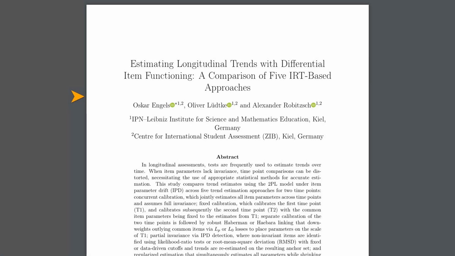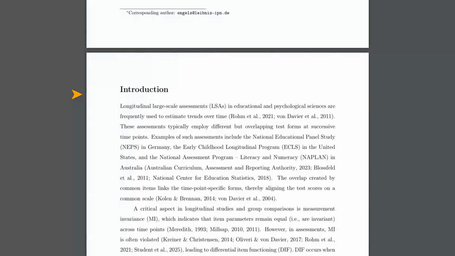This paper looks at 5 different ways scientists try to get around this IPD problem to make sure their trend measurements are accurate. In many big tests, like ones to see how students are doing across a country or even internationally, clever tricks are used to compare scores from different years. They often use some of the same questions, called common items, to link the tests together on the same scale. But, as this paper points out, these common items aren't always perfectly stable.